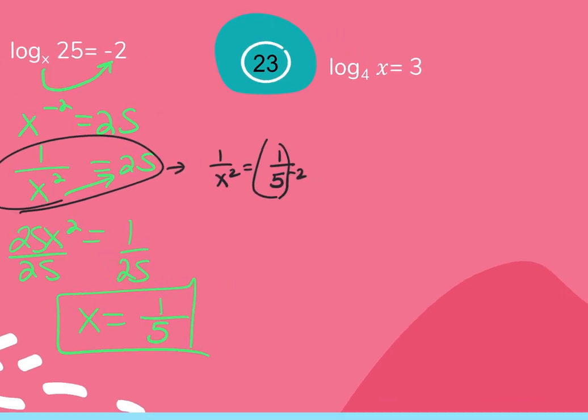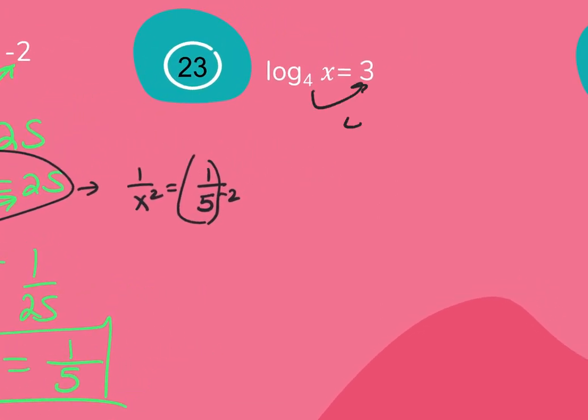All right, 23. 4 to the third equals x. What's 4 to the third? What's 4 times 4 times 4? 64.